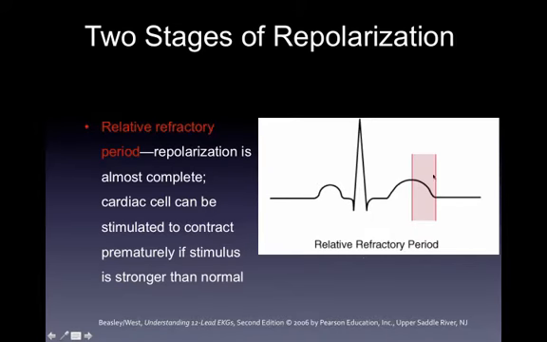The relative refractory period is halfway through the T wave to the end. So we can get R-on-T phenomena in this fashion. If we have a big PVC that gets closer and closer to our T wave, it could generate things like VTach or VFib.